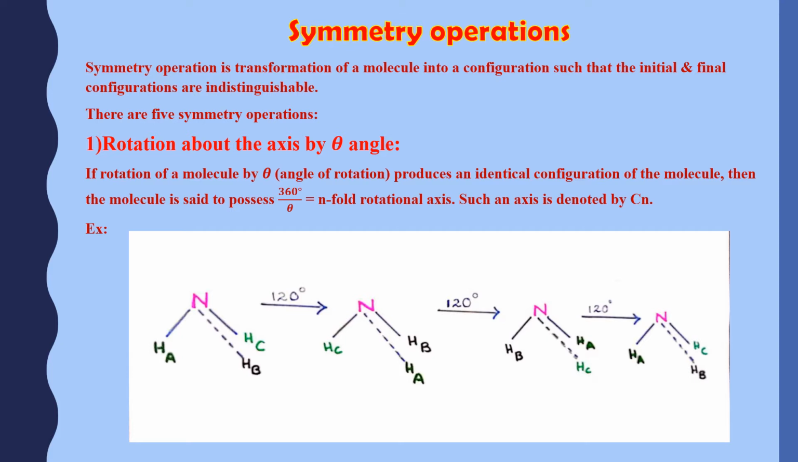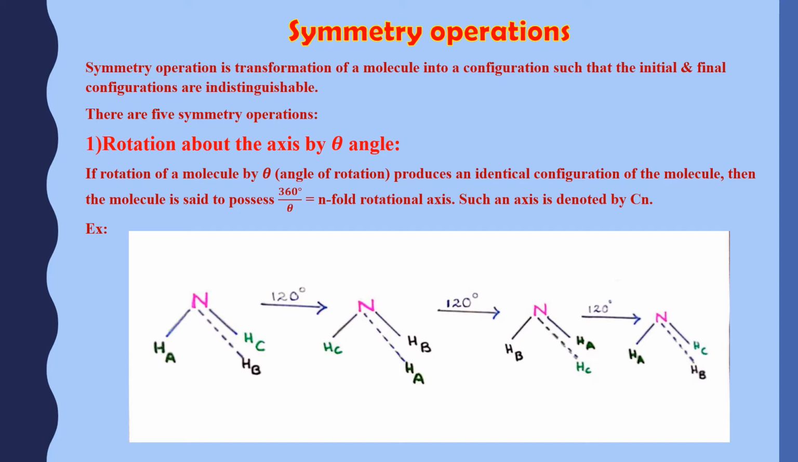Symmetry operations are of 5 types. How many symmetry operations are there, students? There are 5 symmetry operations. Symmetry operation number 1: rotation about the axis by theta angle. Theta is nothing but the angle of rotation. What is the first one, students? Rotation about the axis by theta angle. So what is this symmetry operation?